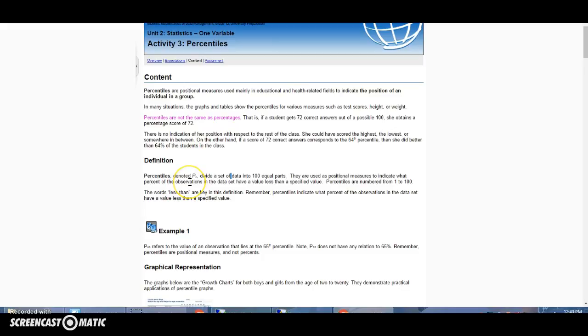A percentile, denoted by P, divides a set of data into 100 equal parts. They are used as a positional measure to indicate what percent of observations in that data set have a value less than a specified value. So what does that mean? If we figure out the 93rd percentile of something, that means that 93% of the people are below you.